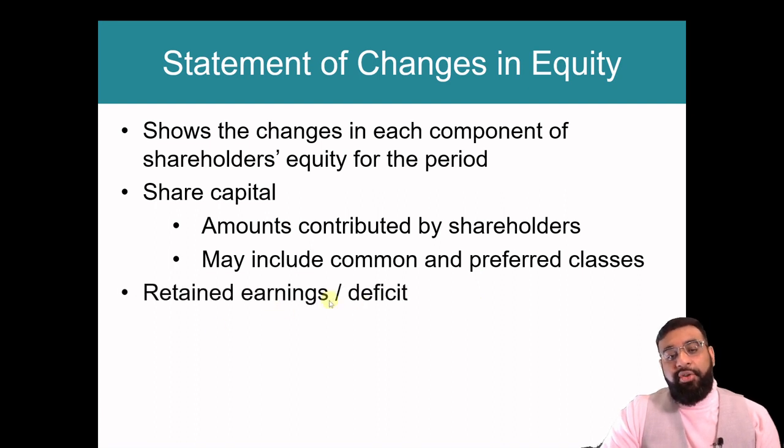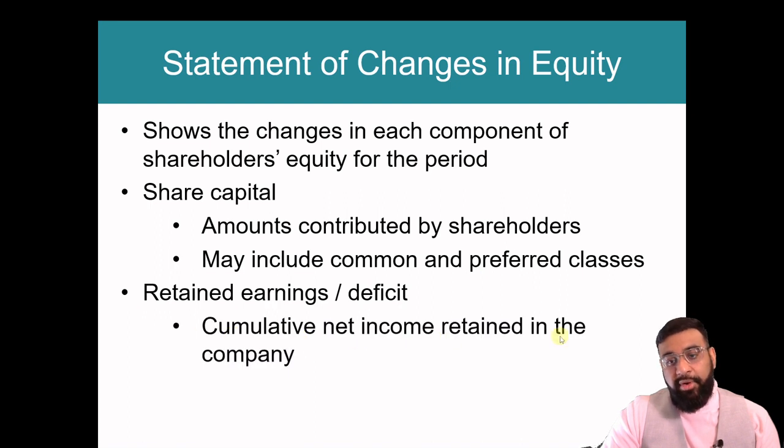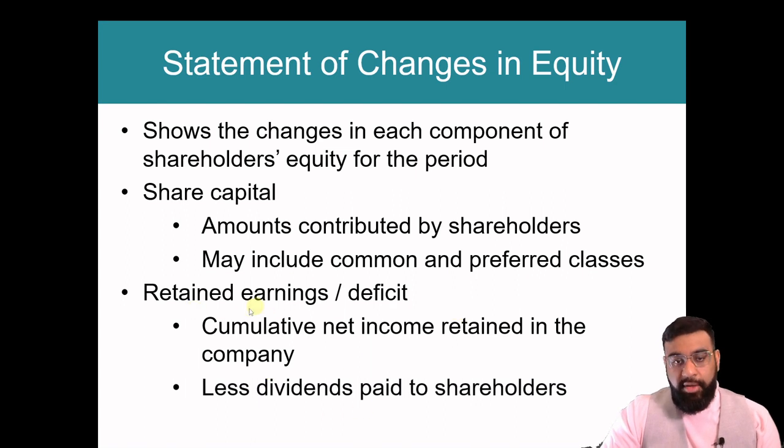Then we have retained earnings slash deficit. Retained earnings is essentially cumulative net income retained in the business. However, if we keep operating at a net loss, then our retained earnings is going to go into a deficit position, because we're earning a negative amount, meaning our expenses are higher than our revenues. Retained earnings is our net income minus any dividends that we pay out to shareholders. Remember, dividends are a payment we make to our common or preferred shareholders saying thank you for investing in our company. However, dividends are not an obligation unless we declare them as a company.